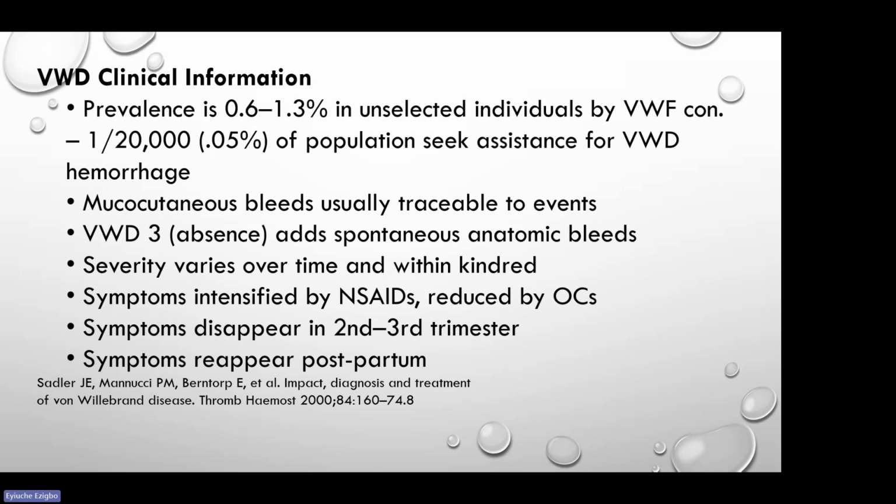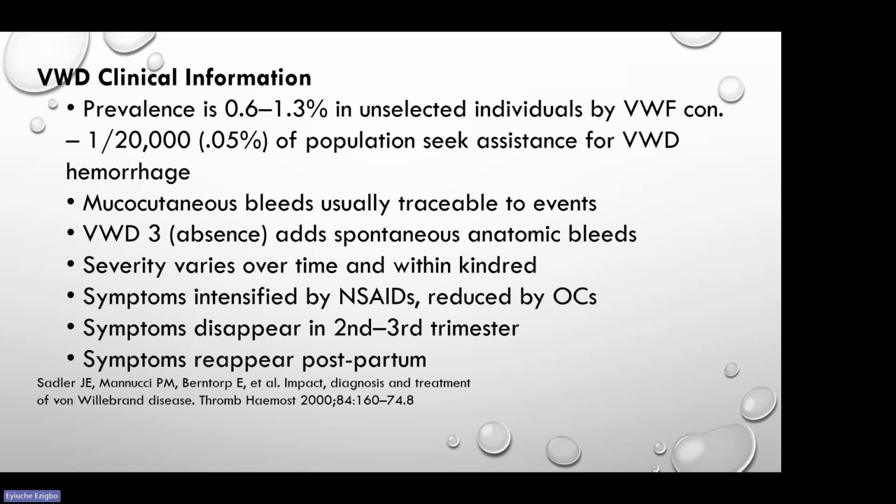So we say that the prevalence of von Willebrand disease is 0.6 to 1.3% in unselected individuals. About 1 in 20,000 of the population seek assistance for von Willebrand disease because of hemorrhage. Okay, clinically, just like we talked about in the first slide, we have mucocutaneous bleeds, usually traceable to events such as surgery, tooth extraction, or trauma from falling down.